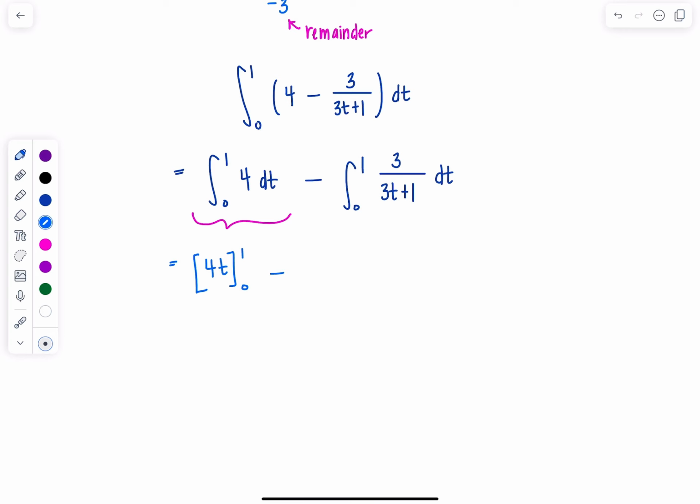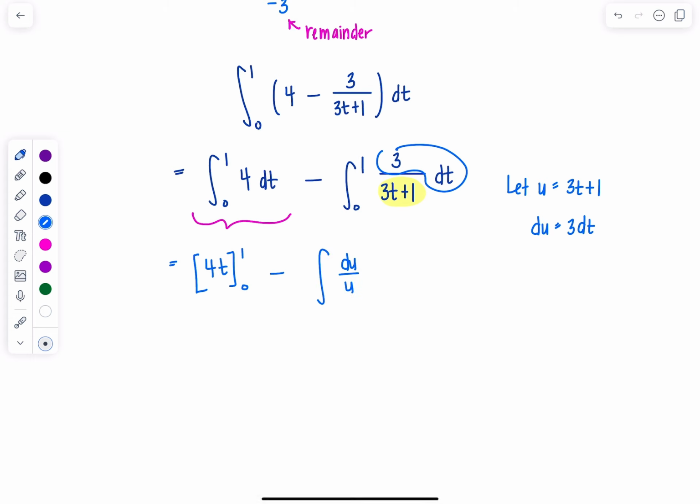Now over here, notice, okay, I have 3t plus 1 in the denominator. That's a good choice for u. So we're going to let u equal 3t plus 1. And then du is just 3 dt, which we have right here. Boom, boom. So then I can rewrite this as du over u.